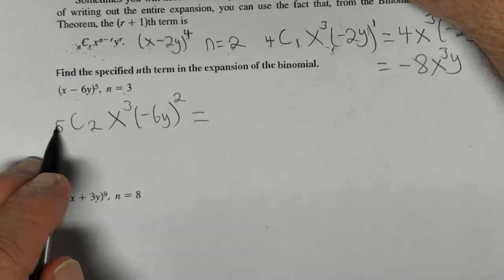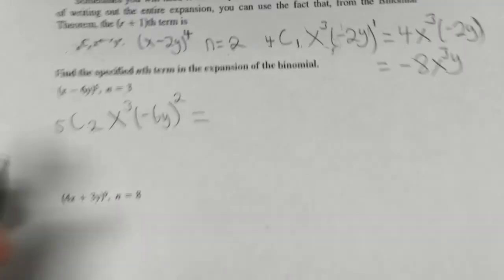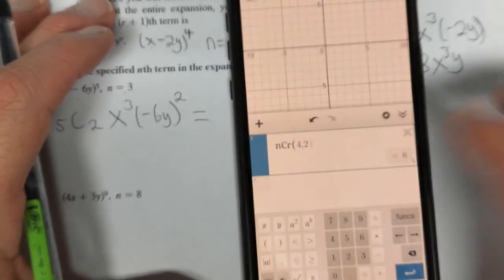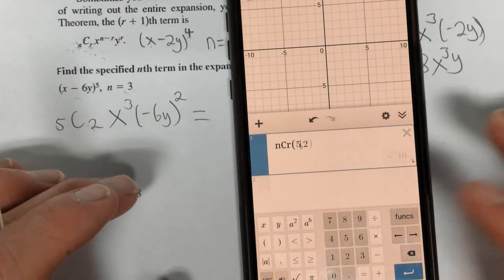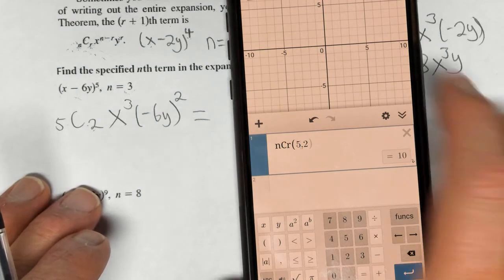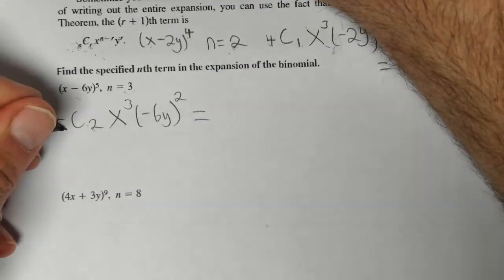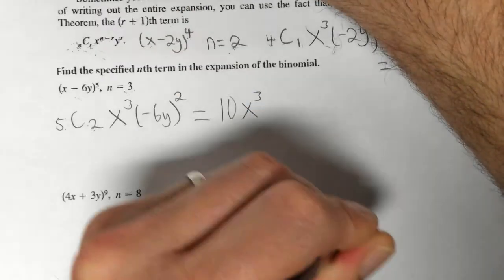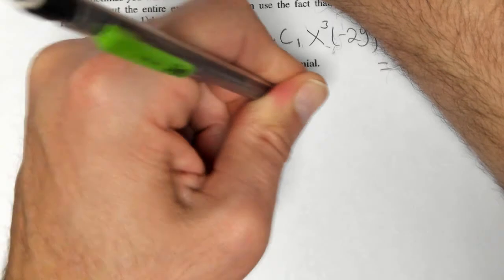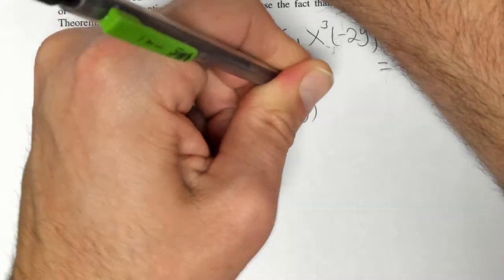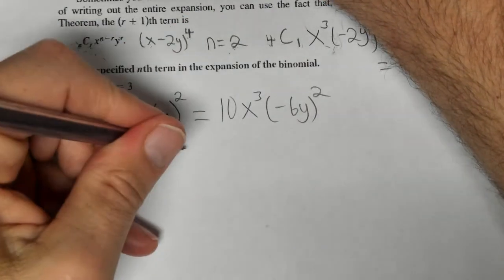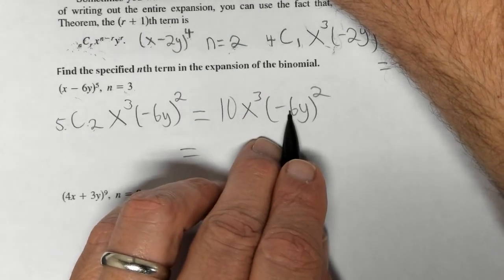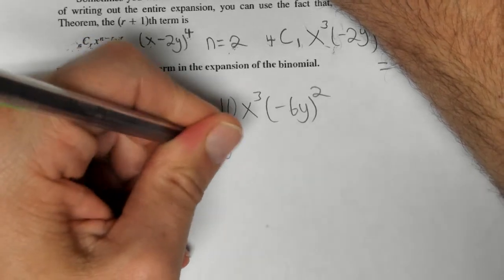The combination of 5 chooses 2, I need to figure out what that is. We can do that very quickly with Desmos. And so I want the combination of 5 chooses 2, which I can see there very quickly is 10. So that number now becomes 10. And it's going to be 10x to the 3rd times negative 6y squared. And so then I can come up with my answer. Negative 6 squared is positive 36, times 10 is 360.